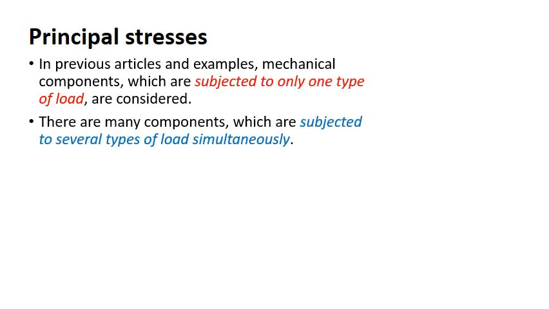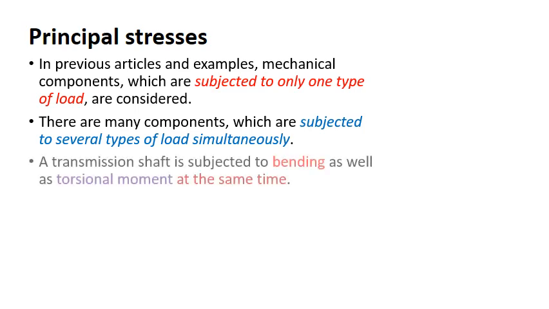There are situations in reality where several types of loads act simultaneously, that is, combinations of axial load, bending load, and twisting load. How to handle this kind of situation? For example, a shaft carrying a gear will be subjected to bending as well as torsional moment, right? So in that case, what will be the maximum value of the stress induced in the component? Now that we have a combination of stresses, how to find the net effect of that combination, right?